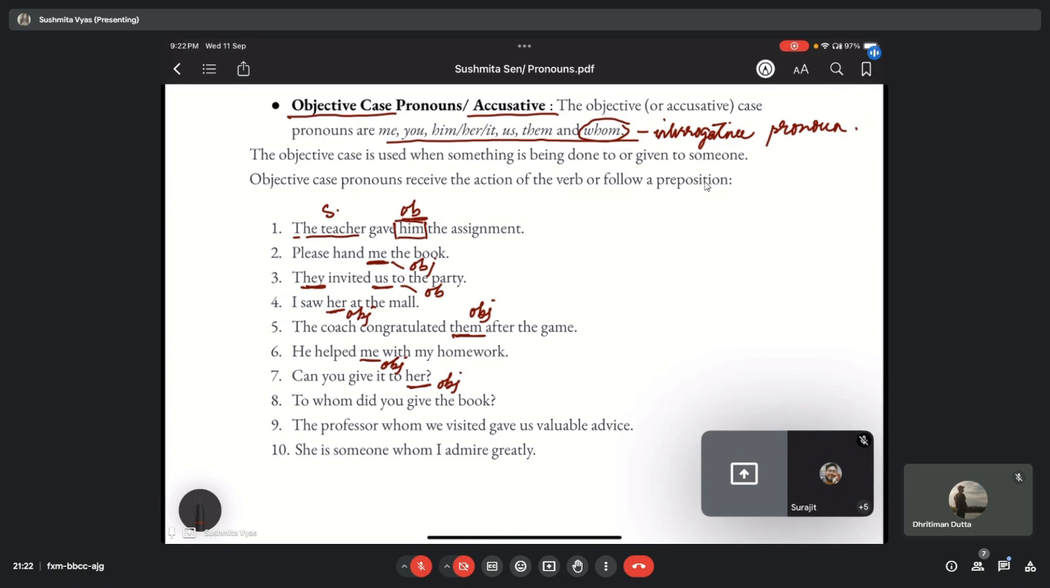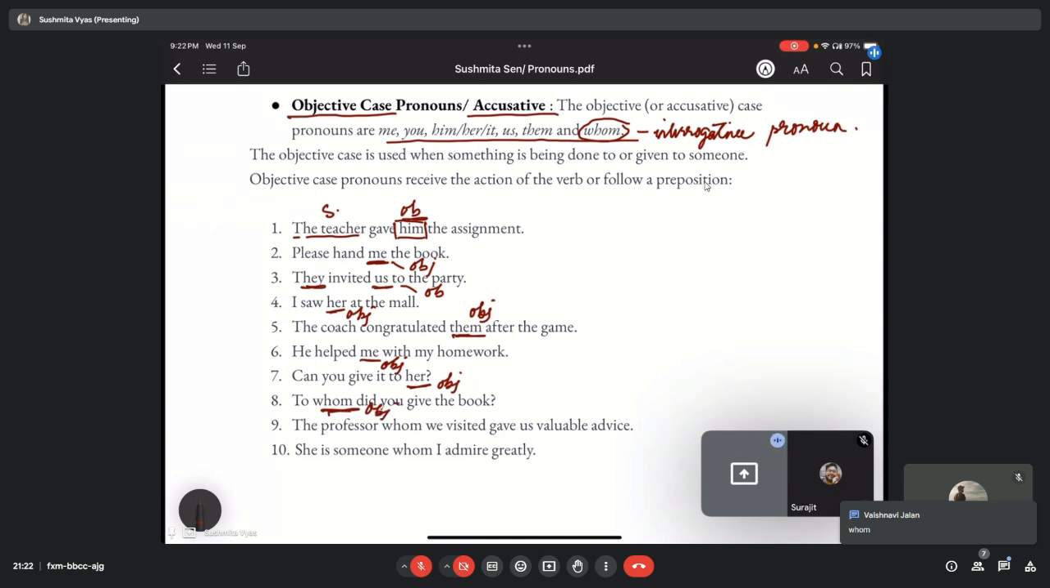To whom did you give the book? What is the object in this sentence? To whom did you give the book? Yes. Whom is the object here.